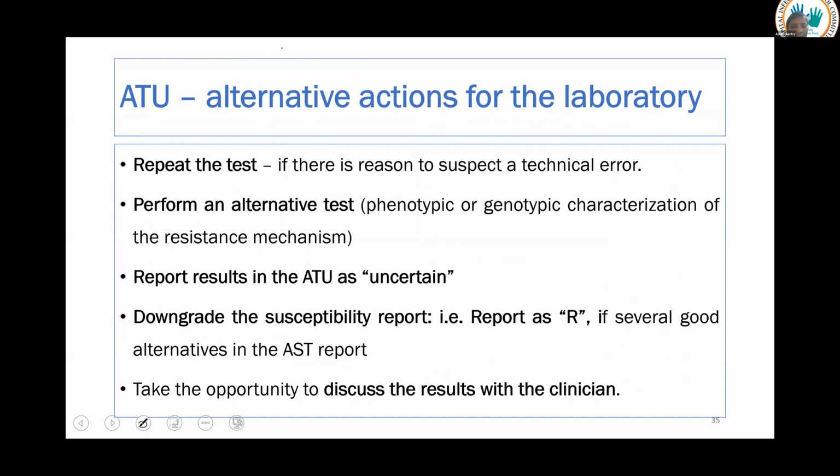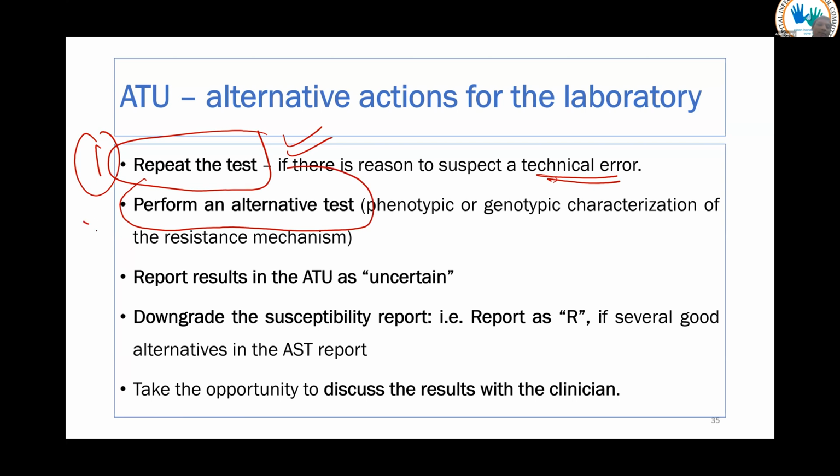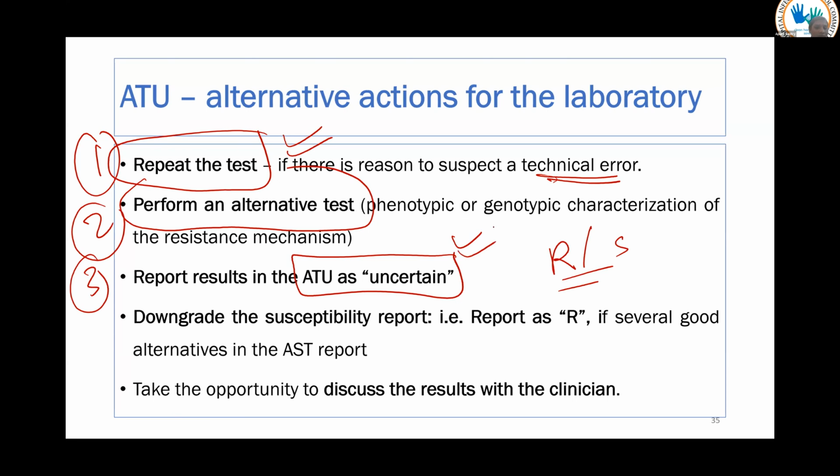So as I told you, if you have ATU breakpoint by EUCAST, the following things can be done. First, you have to repeat the test by yourself to see if it is a technical error. Next, you can perform any alternate AST method. The third option is you can report the result as ATU instead of reporting R or S. You report as ATU, and you inform the clinician that it is ATU. You have to take it with a pinch of salt.